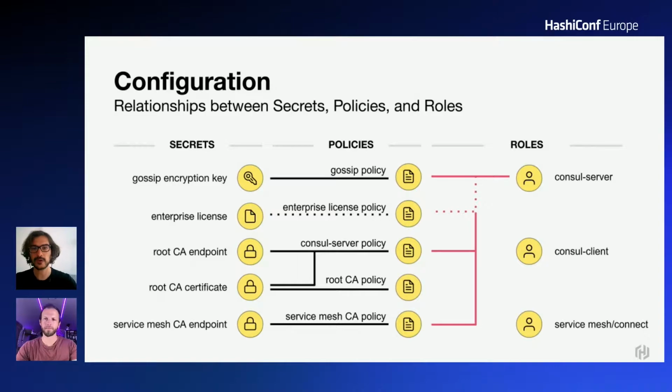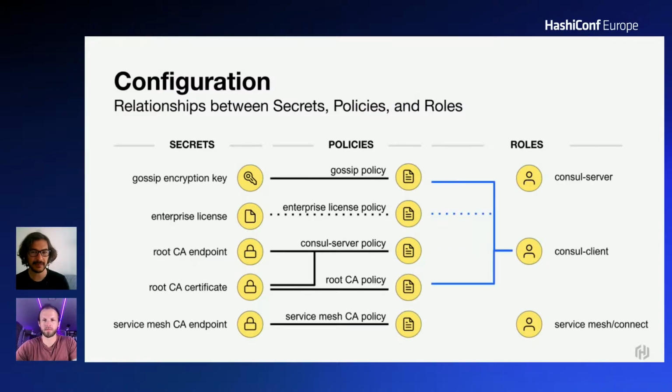And with the roles, we're going to then do the mapping I was talking about. We're going to have 3 roles. One for Consul servers, which is going to give access to the secrets, as in the gossip policy and the enterprise license, but also to be able to generate the certificates for the servers and set up the service mesh.